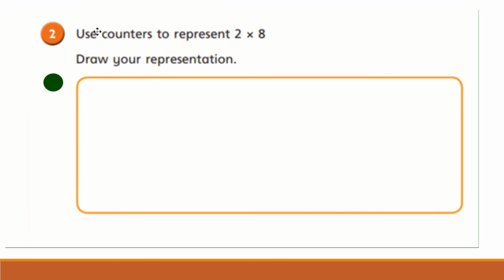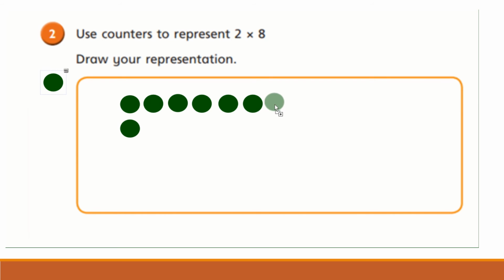Let's take a look at question number 2. Use counters to represent 2 times 8. Draw your representation. So here are my counters and we want 2 groups. So I think we need 2 rows with 8 in each group. So we've got 1, 2, 3, 4, 5, 6, 7, 8. Let's just check. 1, 2, 3, 4, 5, 6, 7, 8. And we can have another set of 8s.